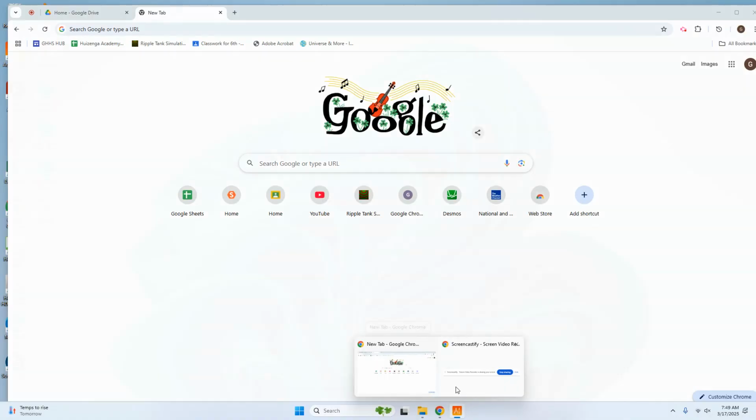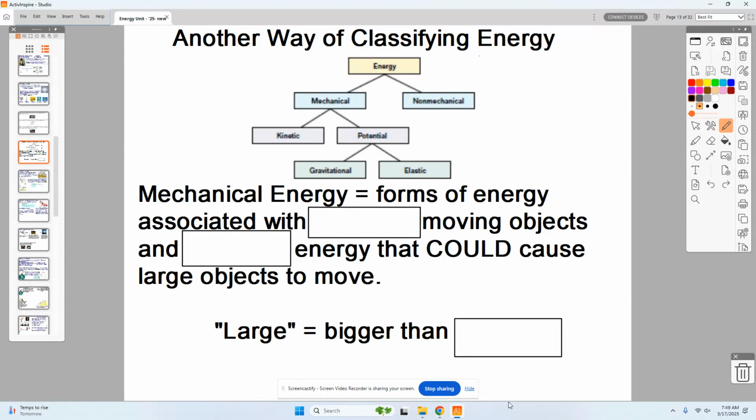Okay, so if you're watching this from home today, we're going to start looking at mechanical energy. When I think of mechanical energy, you might think of someone working in a garage, like a mechanic. That's not at all what this means. Mechanical energy is just a way of classifying various forms of energy. We can break energy down into two different subsets. One is mechanical, the other is non-mechanical.